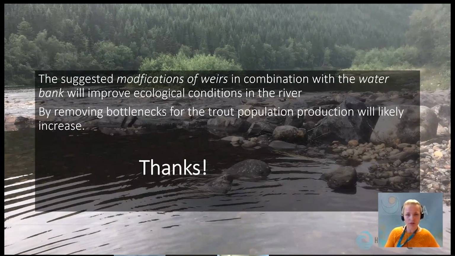So we think our suggestions will improve ecological conditions in the river and also remove a bottleneck for the trout population so that it can increase.